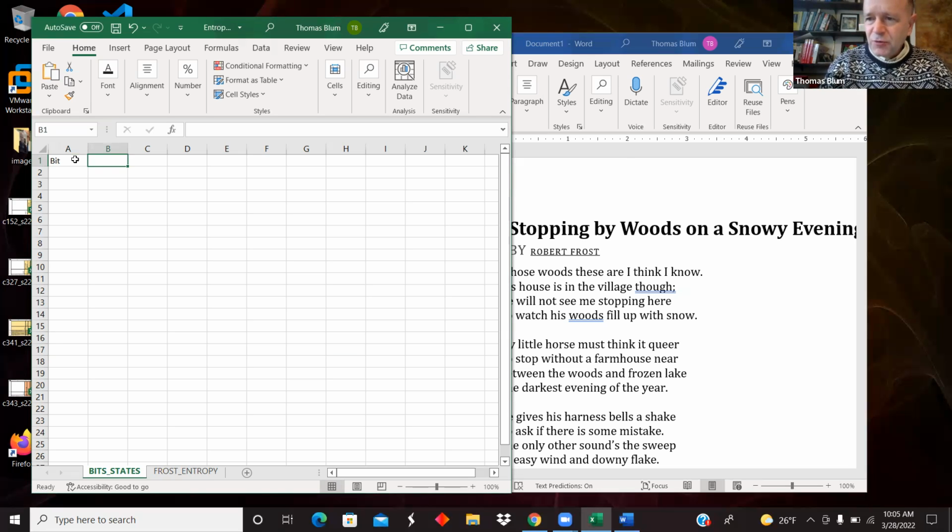A bit is the smallest unit of information. We often talk about it as a 1 or a 0, or the answer to a true, false, or yes, no question. So a single bit, 1 bit, lets you distinguish between 2 states. There's yes and no, or 0 and 1. 1 bit can be in 2 states.